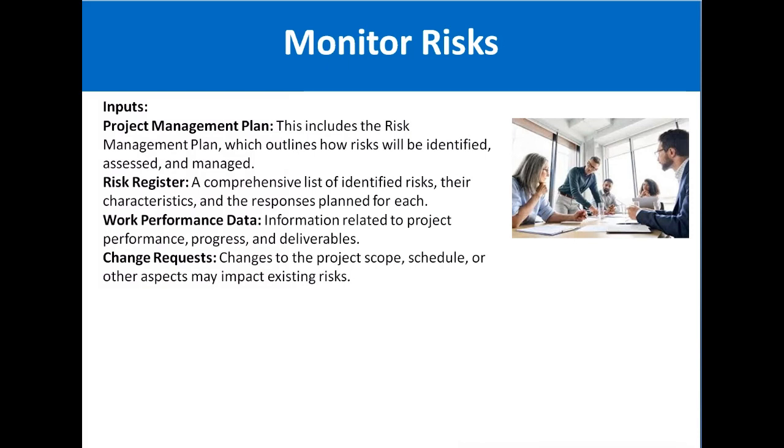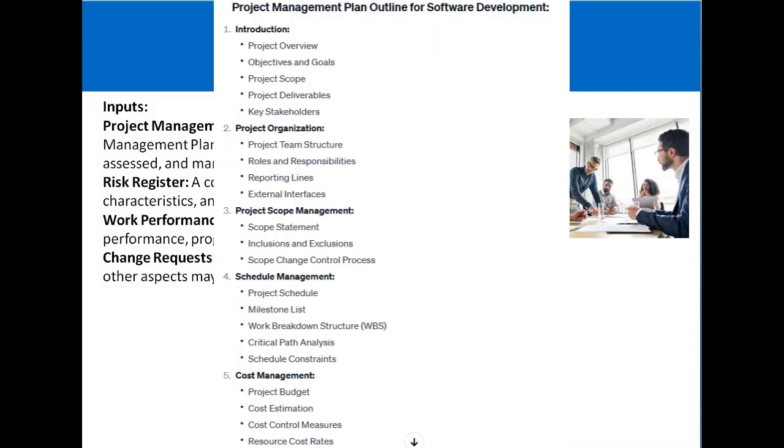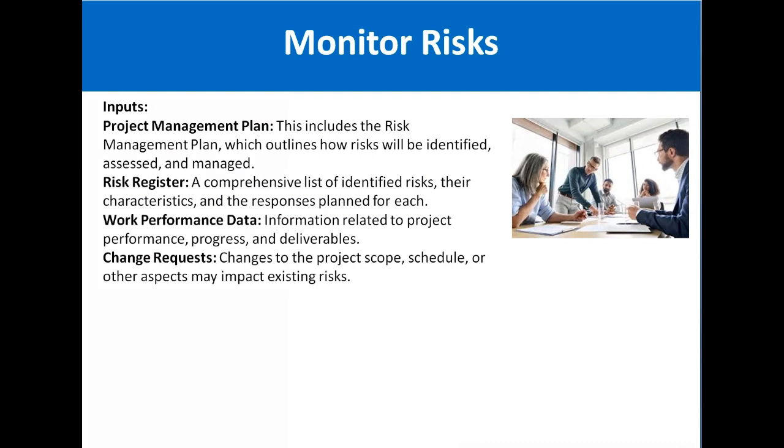So the first input is the project management plan. The project management plan basically outlines how risk will be identified, assessed and managed during the execution of a project. The project management plan is a very important document in a project, and it contains all the planning related to scope, risk management, and communication management. So related to risk, how will you identify, assess and manage the risk.